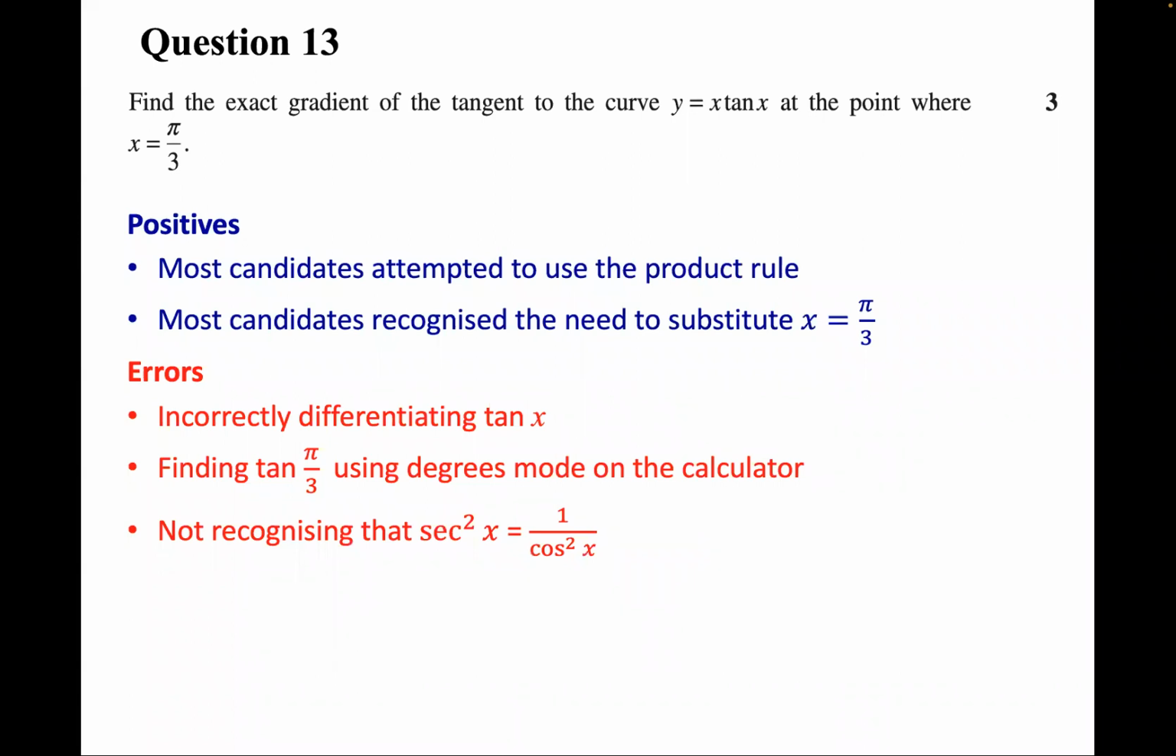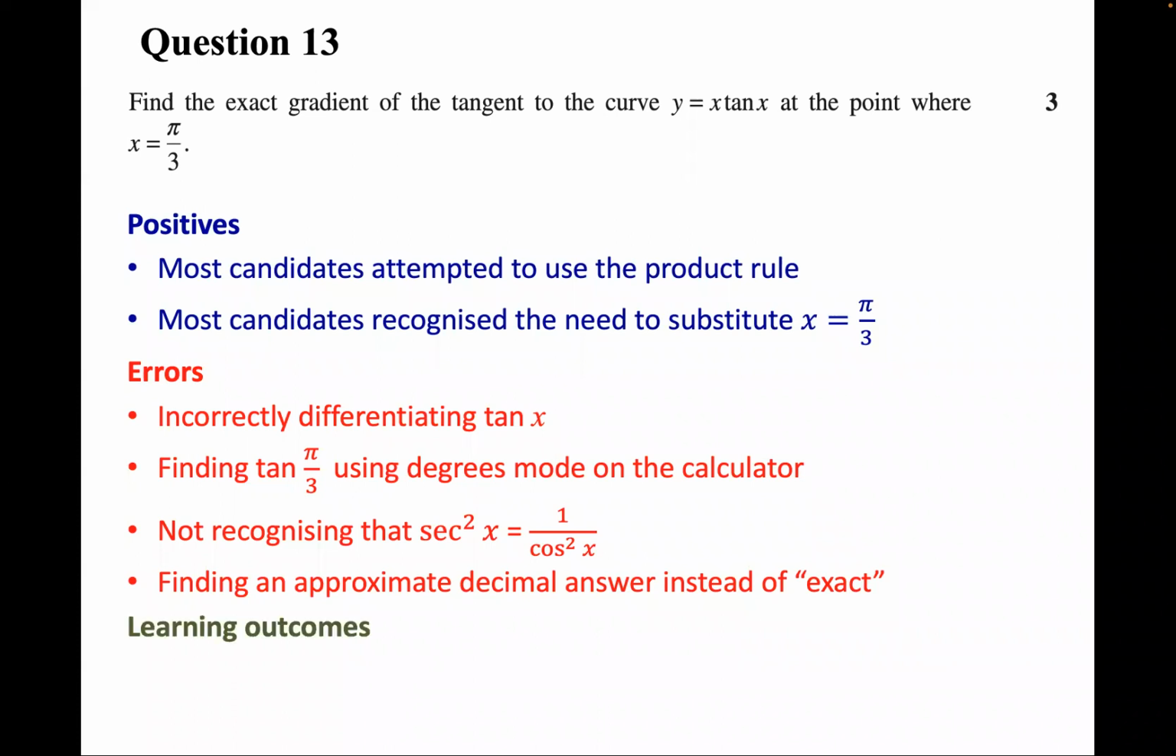Some students, when they differentiated tan x, got sec squared x, but didn't know what to do with it, didn't realize it was 1 over cos squared x. So that was another error that we saw pop up periodically. Remember that when you are dealing with a question that says find the exact answer, that's exactly what we want, the exact answer and not a decimal approximation. So that's something students should also be looking for when they read the question. Does it want an exact answer or is an approximation appropriate?